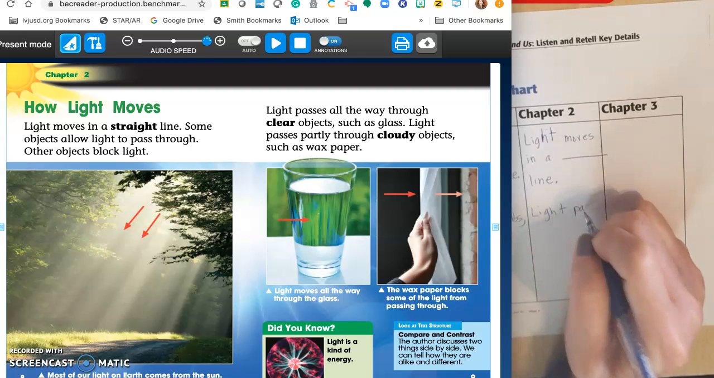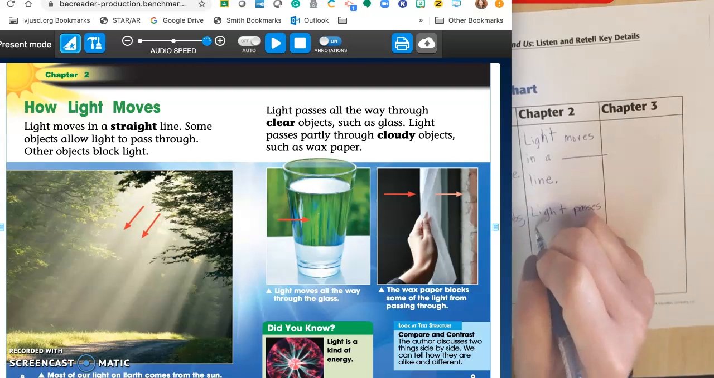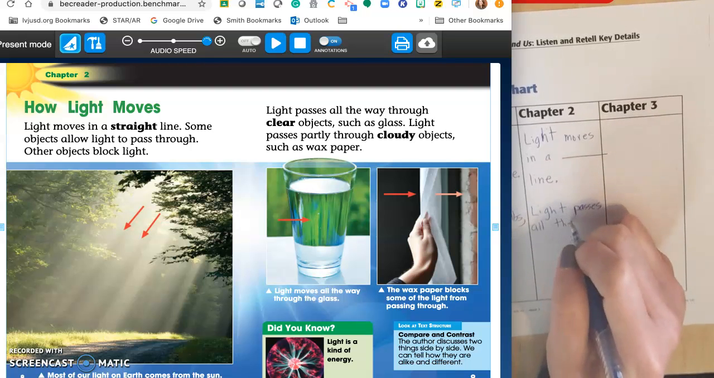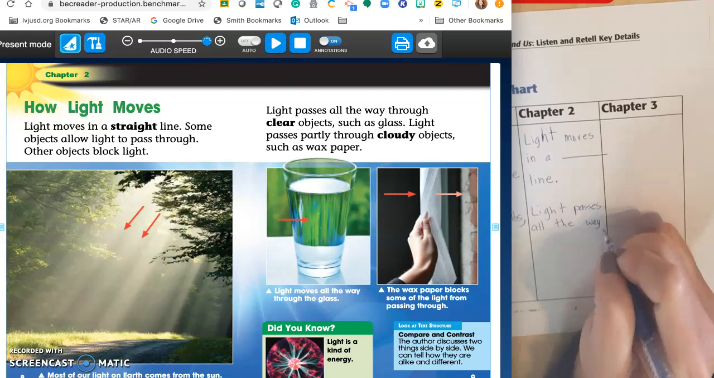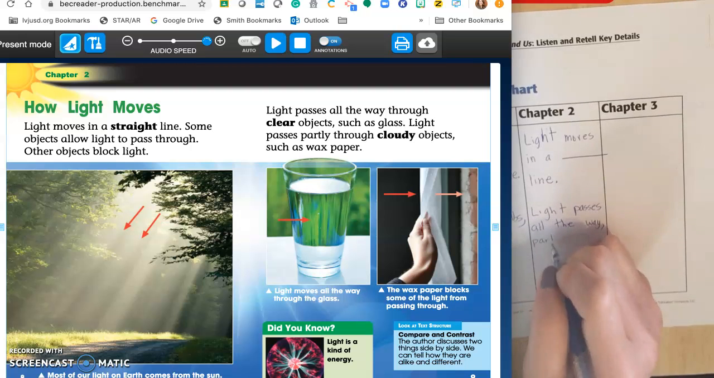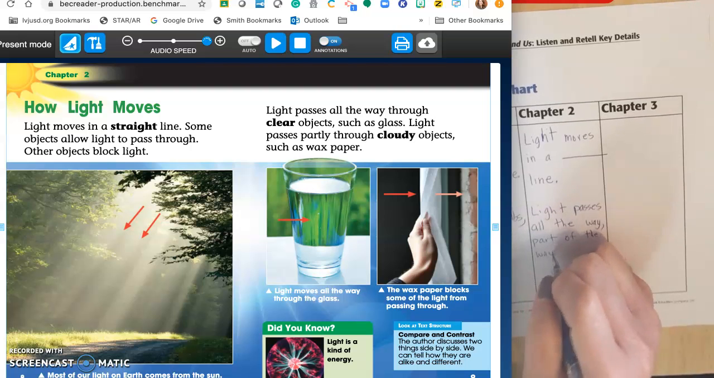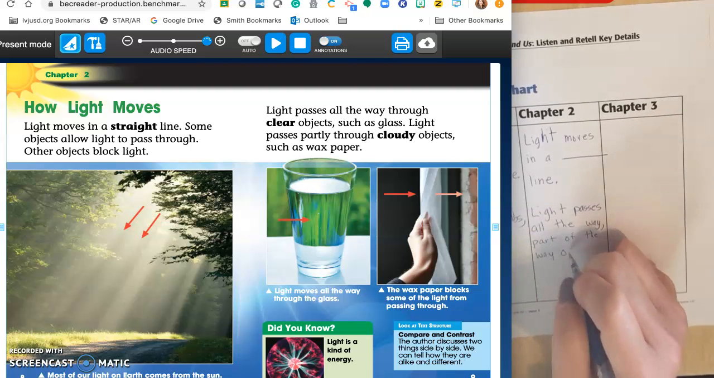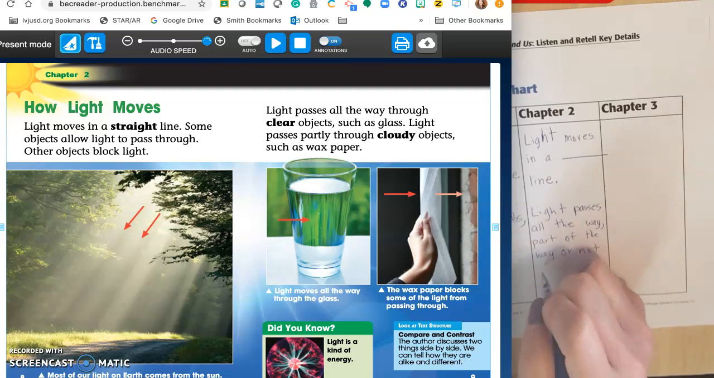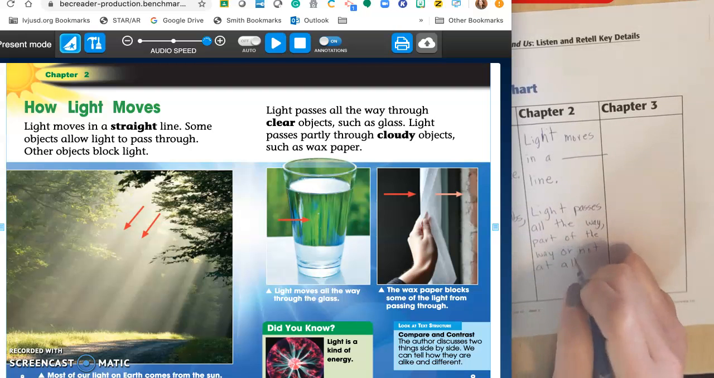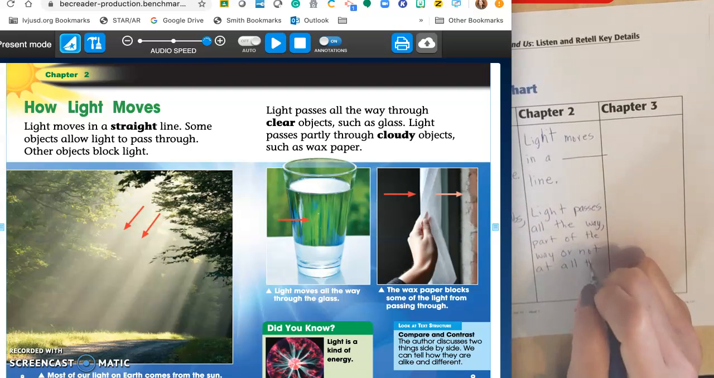Light passes all the way, part of the way, or not at all through objects.